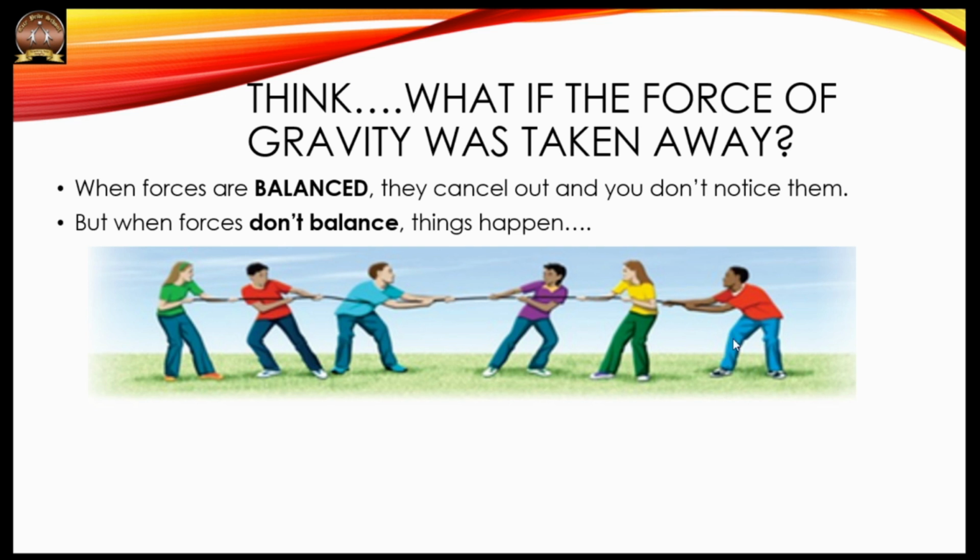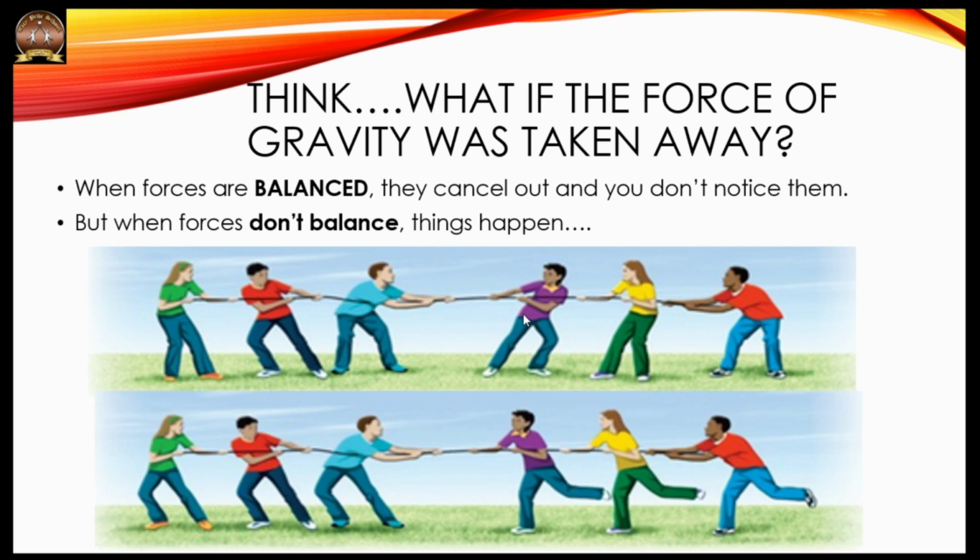In this image, you can see that both teams are tugging at the rope with equal force in opposite directions. And because of that, the rope does not move and neither team wins. When we look at the second scene, the team on the left is tugging with greater force, causing the team on the right to lose their balance and move towards the left.